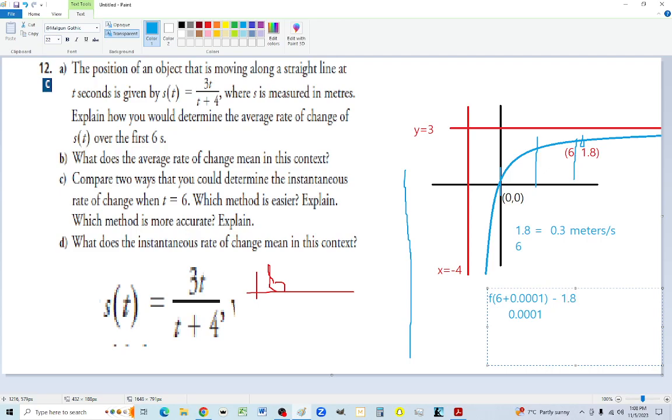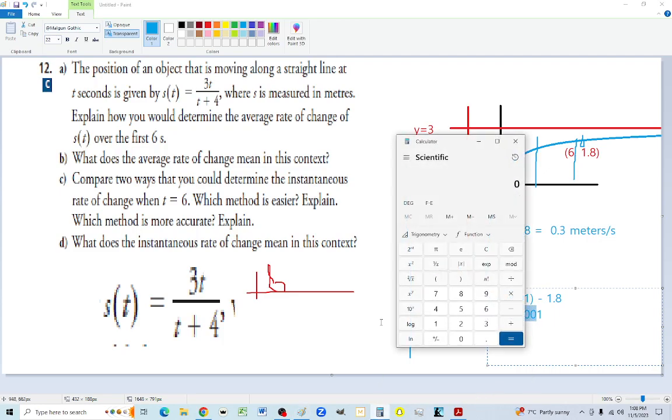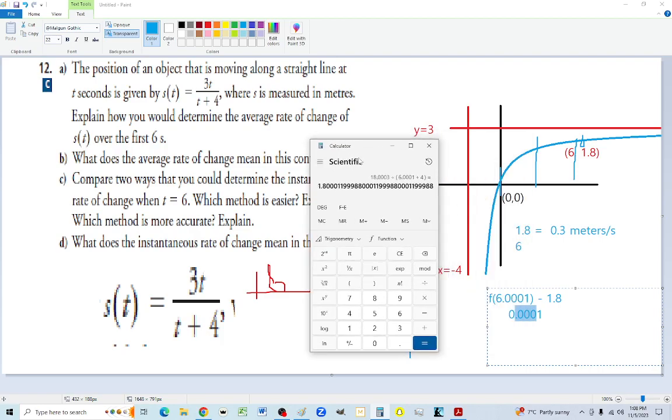So that means f of 6.0001 should be roughly 1.8. Let's see what it is. 3 zeros, 3 zeros. Always make sure your h matches. So we're going to take f of 6.0001, which is 3 times 6.0001, and I'm going to put that in memory, equals, and I'm going to divide it by open brackets, my memory, plus 4, close brackets. It equals. And sure enough, we get something that's very close to 1.8.